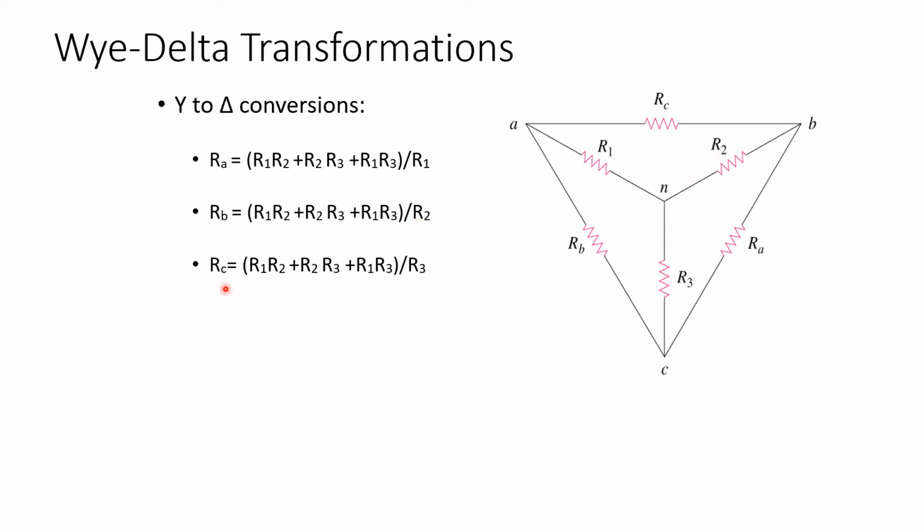Similarly, RC is equal to the sum of the product of all the resistors divided by the opposite resistor. The opposite resistor of RC is basically R3. So RC is equal to the sum of the product of all the resistors of the Y network divided by the opposite resistor, which is R3. Using these relations, you will convert the Y network to delta network and the delta network to the Y network.